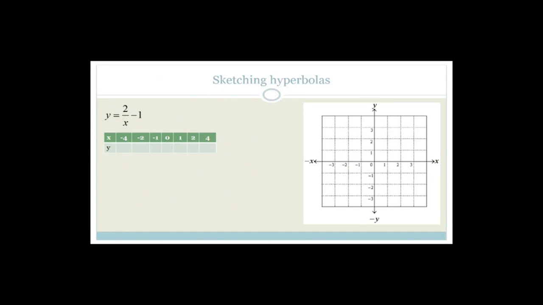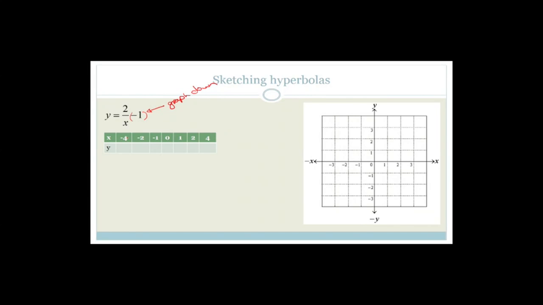Okay, now we're going to do 2 over x minus 1. I'm hoping that in your head you'll think, oh, I know what that's going to do. If 2 over x plus 1 moves the graph up, what do you think 2 over x minus 1 is going to do? I'm hoping you realize that it's probably going to move the graph down. But let's not just assume. Let's do the exercise, let's plot the points, and prove it to ourselves.